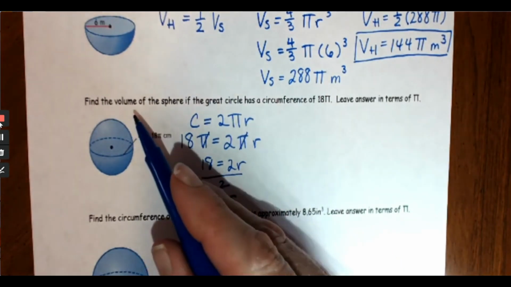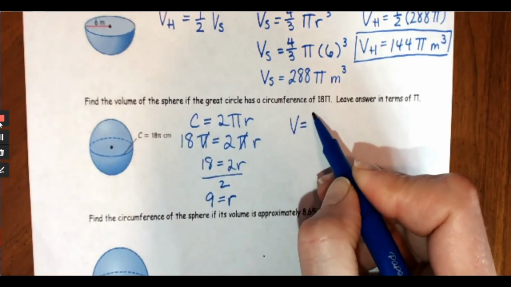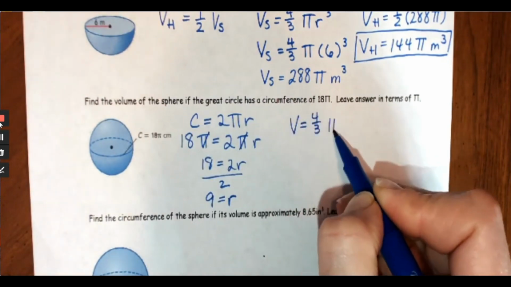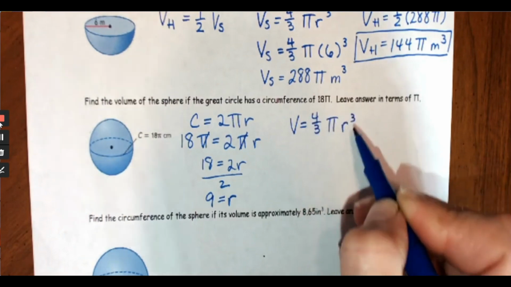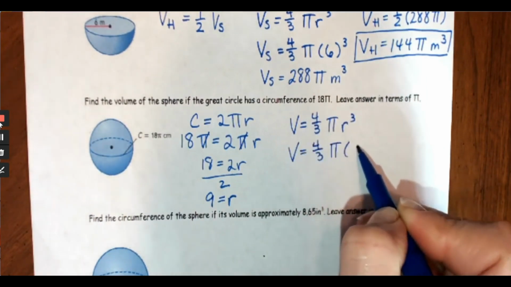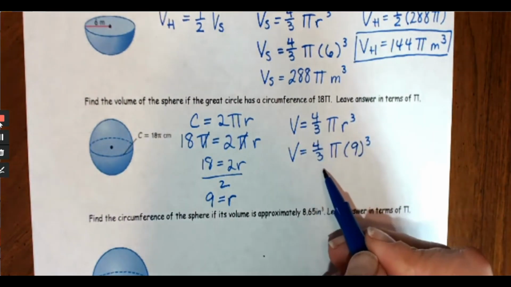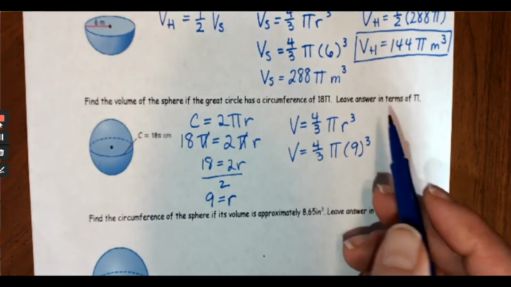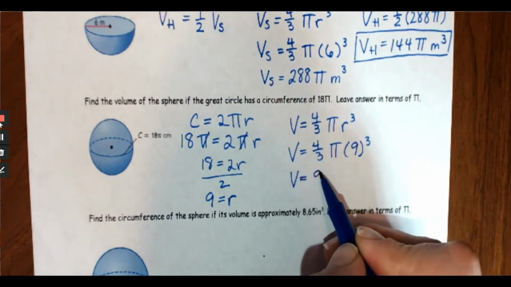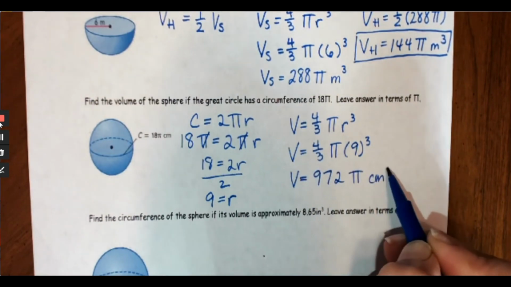I'm asked to find the volume. So now I'm going to just plug into our volume formula, 4/3 pi r cubed. So the volume is 4/3 pi times 9 cubed. We would plug in 4 divided by 3 times 9 to the 3rd, and we would get 972 pi centimeters cubed.